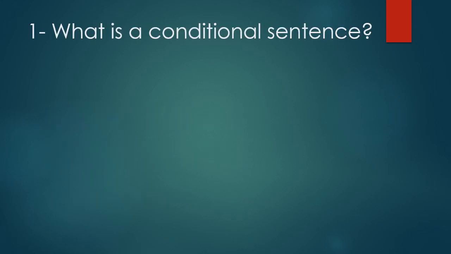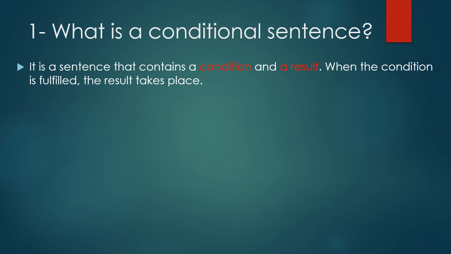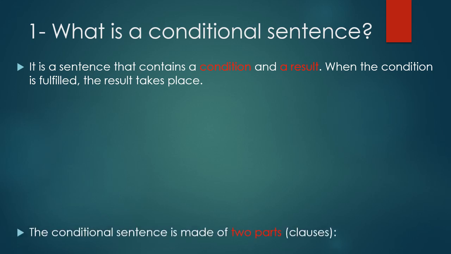First, what is a conditional sentence? A conditional sentence is a sentence that contains a condition and a result. When the condition is fulfilled, the result takes place, which means if we have the condition, we have the result. If we don't have the condition, then hey, there is no result, okay?